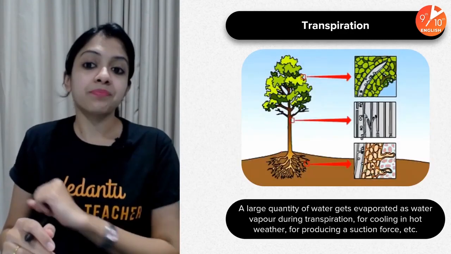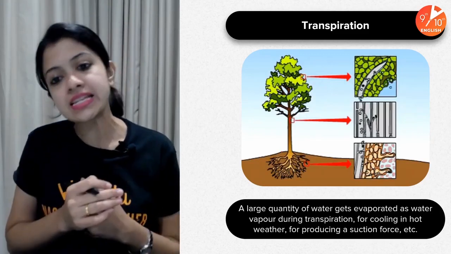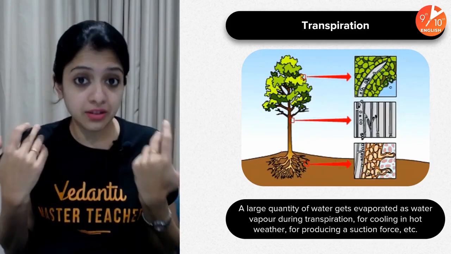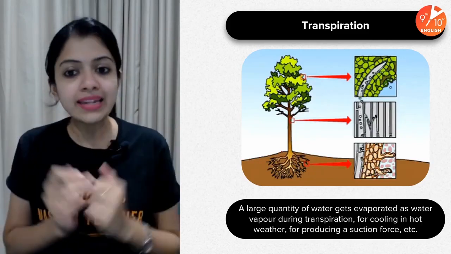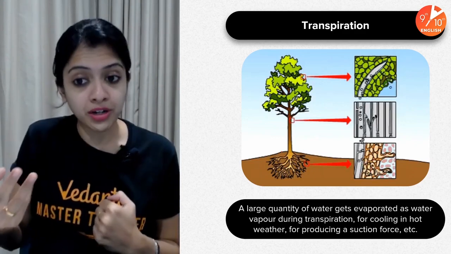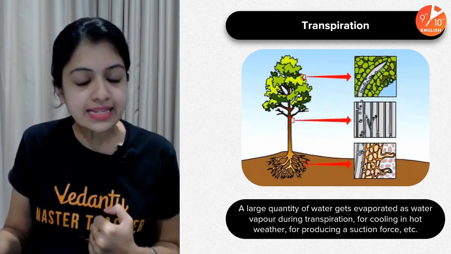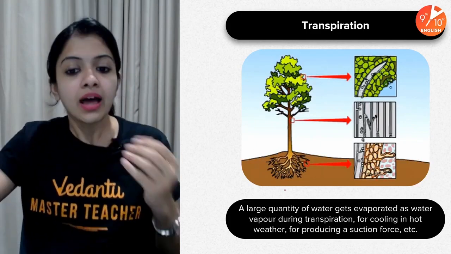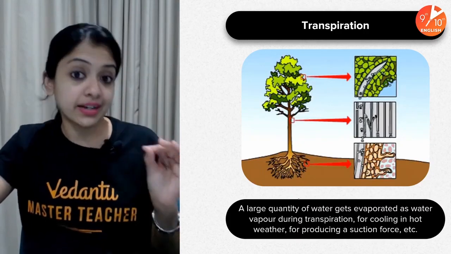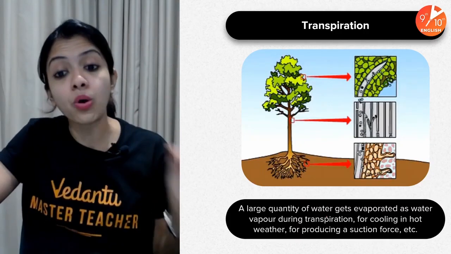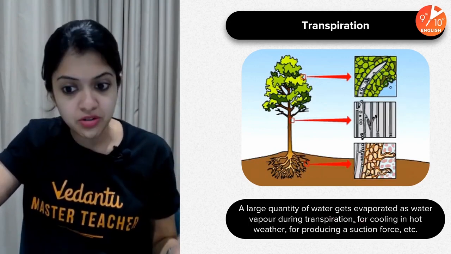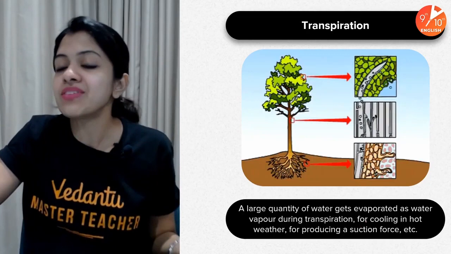Okay, next one, transpiration. Transpiration is yet another physiological process in plants. Just like how human beings sweat, right? We call it perspiration. Likewise, plants carry out what we call transpiration, which is loss of water in the vapor form. Right? So how exactly does this work? You'll understand more about it in upcoming chapters as well. But for now, just understand that a large quantity of water from a plant body does get evaporated as water vapor during transpiration.